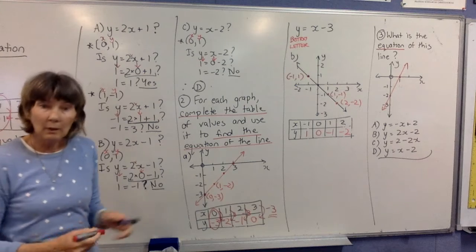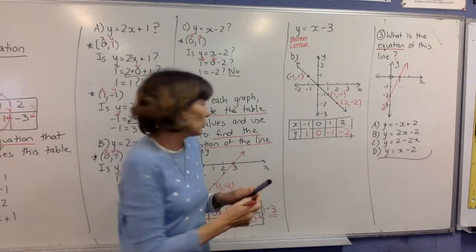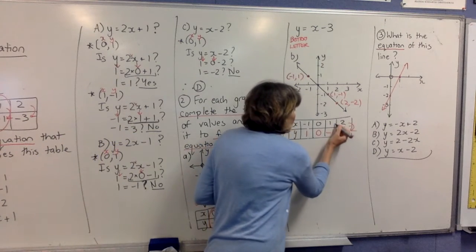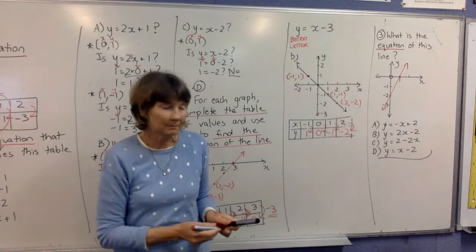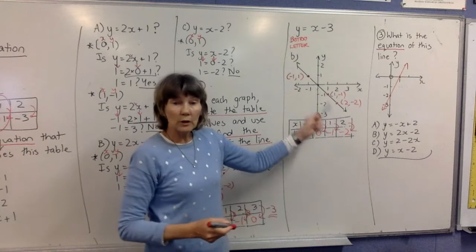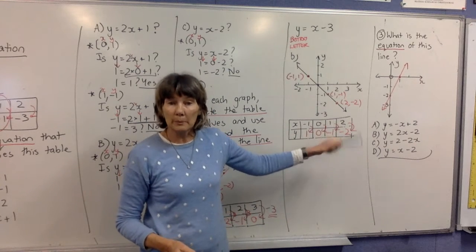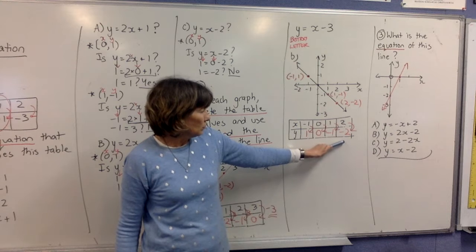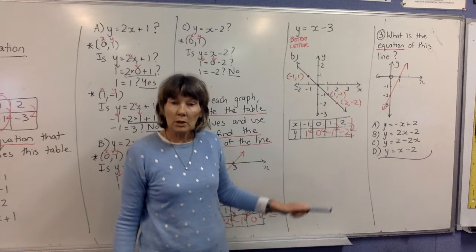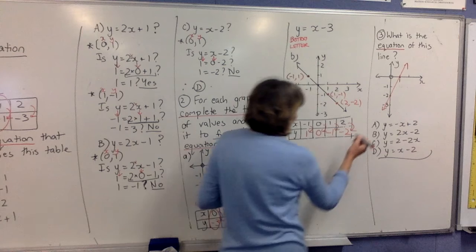Okay, now again, we've got the table filled in. We've got to try and find the equation of the line. Draw in your arrows. Nobody leaving them out. Okay, we're looking top to bottom. What have we done to the top to get the bottom? What have we done to 2 to get -2? Looks like we might have subtracted 4.